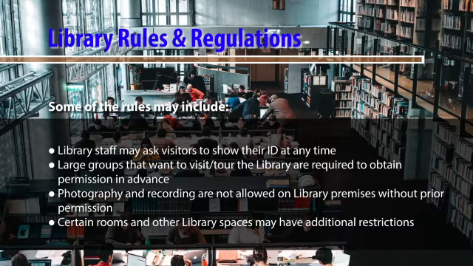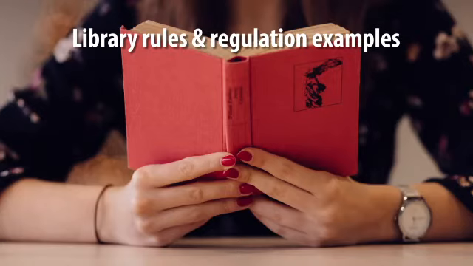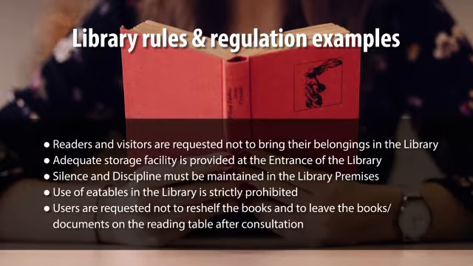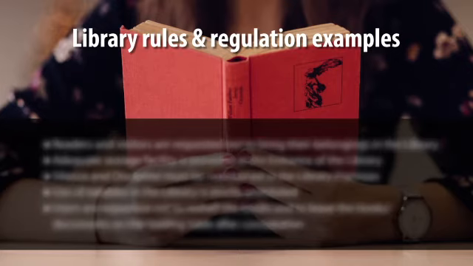On the slide you can see some of the examples which are given as library rules and regulations. Readers and visitors are requested not to bring their belongings into the library. Adequate storage facilities are provided at the entrance of the library. Silence and discipline must be maintained. Use of eatables is not allowed. Users are requested not to shelve the books and not to leave the books on the reading tables.